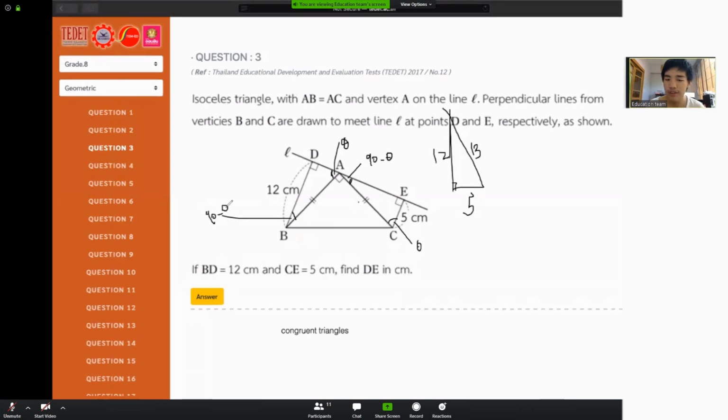And now we have two triangles. This side is equal to this side, and you have this angle equal to this angle, and this angle equal to this angle. I'm not quite sure what you call it in English. You have one side which is the same, and the two angles next to that side are also equal.